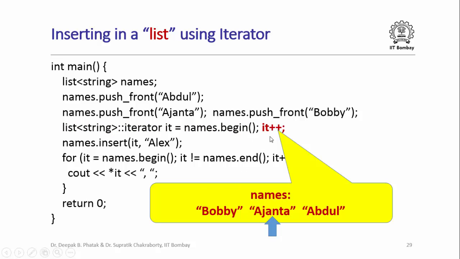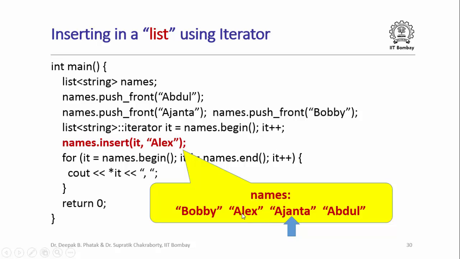Then when I say IT++, the iterator points to the next element in the list using the forward links. So now IT is pointing to Ajanta. And now if I say names.insert IT, Alex, it will basically insert Alex just before where the iterator is pointing. So that's where Alex will get inserted. And note that IT is still pointing to Ajanta as it was prior to this insertion.